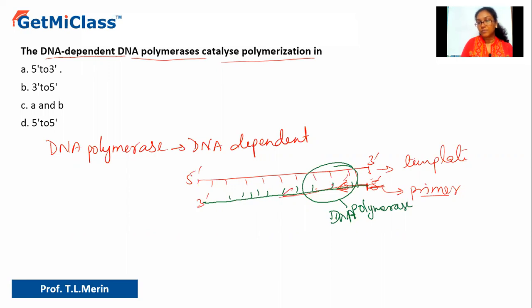Now, option A says 5' to 3'. That is absolutely right. Option B says 3' to 5', which is wrong. Option C says A and B, which is again wrong. Option D says 5' to 5', which is totally wrong because there is no existence of 5' to 5'. There is always 5' to 3' or 3' to 5' with respect to the DNA double helix, because they are anti-parallel. But when we're talking about the movement of the enzyme, DNA polymerase, it will move from 5' to 3'.